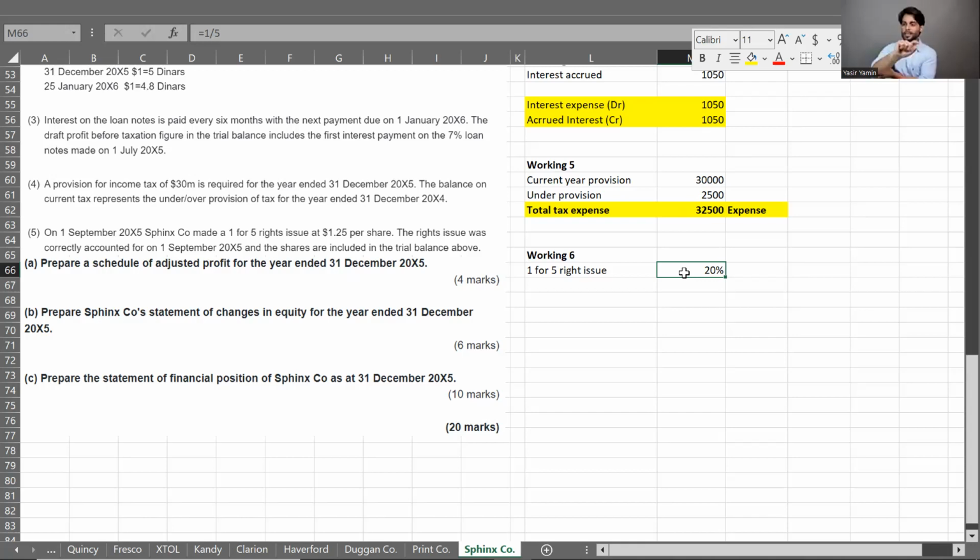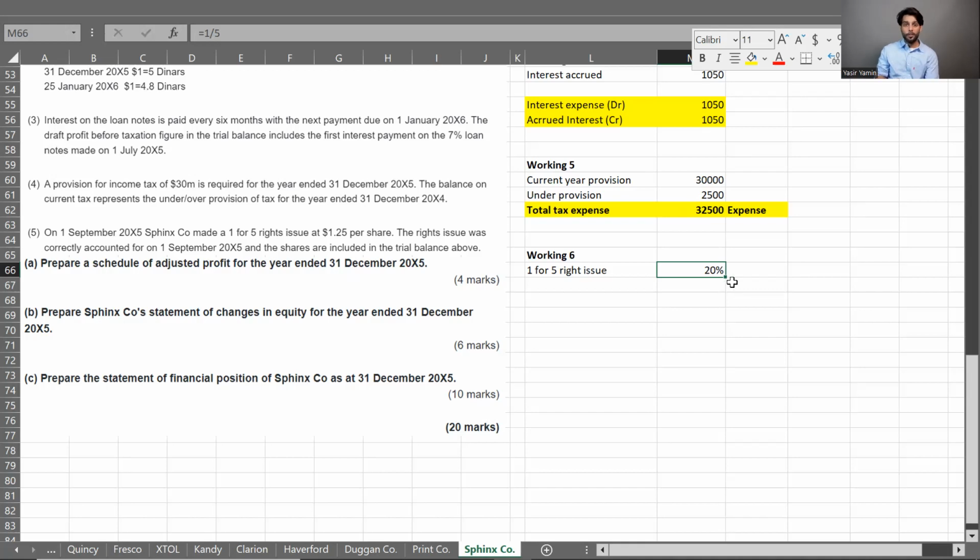First of all, everybody please let me know. Do you understand this 20%? Where did this come from? Does everybody understand this 20%? All good? Done.